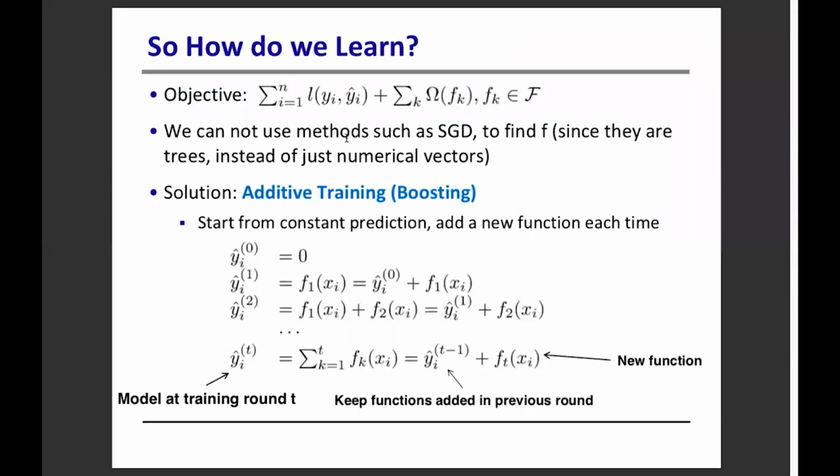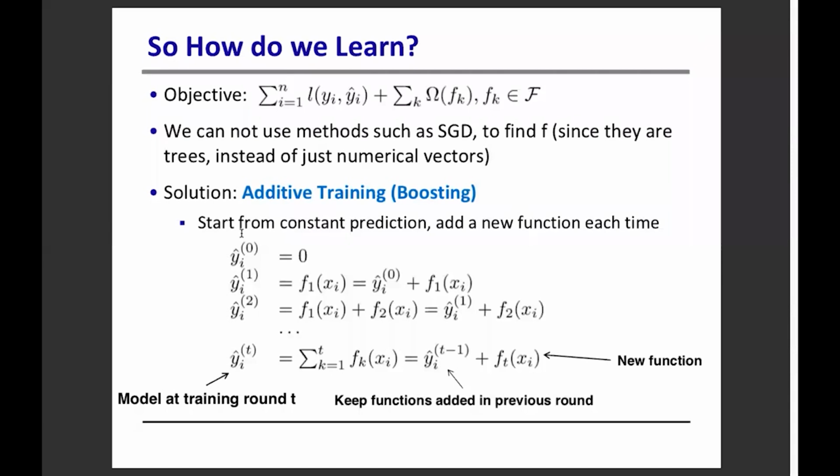Now, for this kind of method, as we discussed earlier when Deepak was asking a question related to gradient descent, we cannot apply gradient descent to find these functions. We can't really apply the gradient because they're trees instead of numeric vectors. We can't really differentiate them. So what we do is we start from a constant prediction, adding a new function at a time. Initially, when there was no tree, the prediction was almost zero.